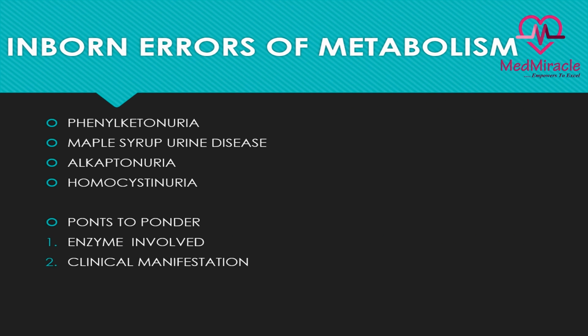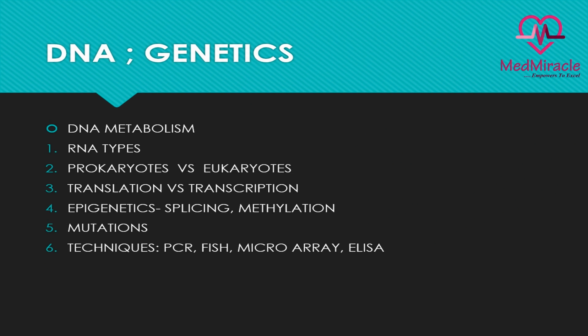Now coming to inborn errors of metabolism. These are the 4 disorders you have to be thorough with. Clinical feature, enzyme involved. Now coming to DNA. Now cycles are over. Now we come to DNA. It's a relatively simple topic. You just have to read it once. Nothing to memorize, nothing to by heart and all. Just basic concept in DNA is sufficient to crack AIIMS.